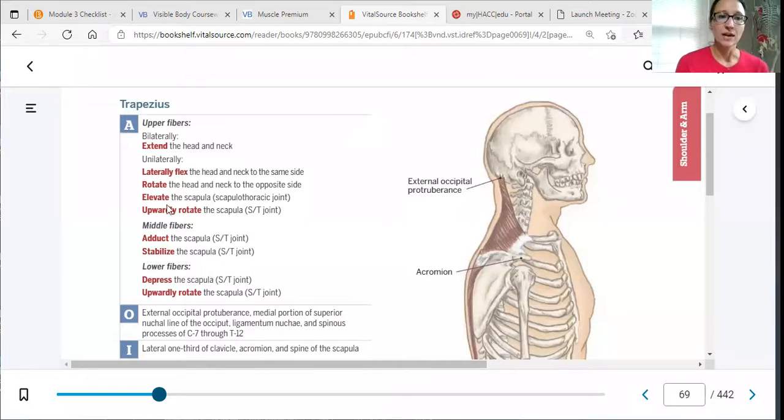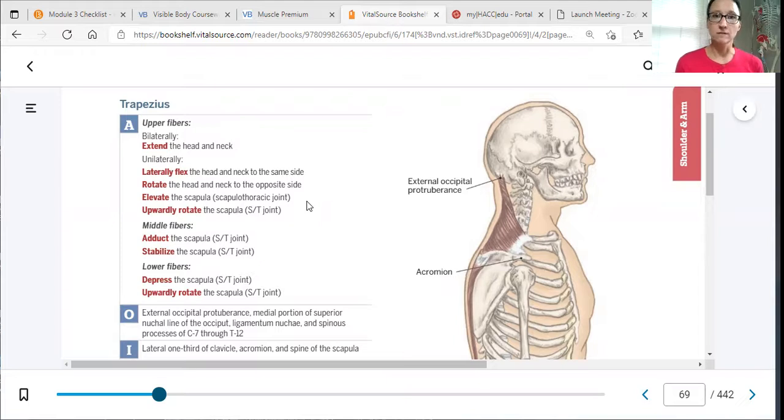So we have elevation of the scapula, just like that. Okay, so upper traps, remember the origin is along the midline, so we're pulling the scapula towards, let's say, the EOP or towards the skull. Okay, so the contraction goes like this. Loop, like that. So elevation of the scapula, just like that.